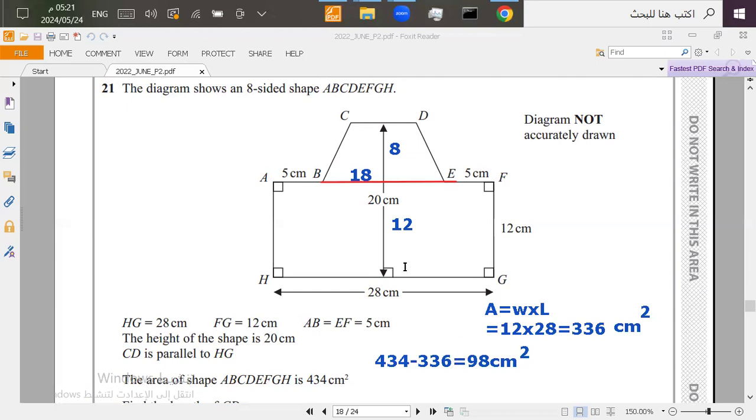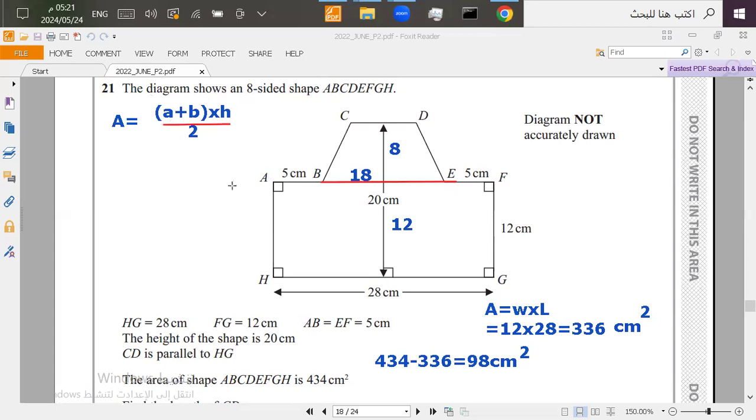Now I found the area of the trapezium, and I know that the long base is 18, and the short base, I don't know it, but I know that the height is 8. Now let's write the formula of the area of the trapezium here. Area of trapezium equals A plus B in brackets, and A and B are the short base and the long base, multiplied by height, and then all divided by 2. This is the rule of the area of the trapezium.